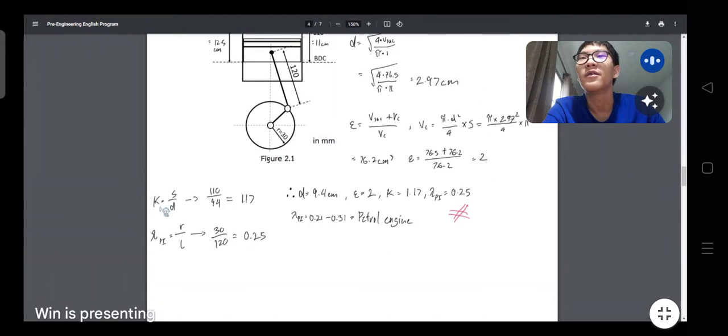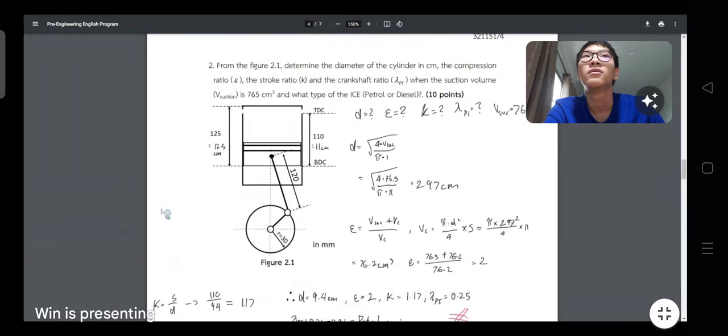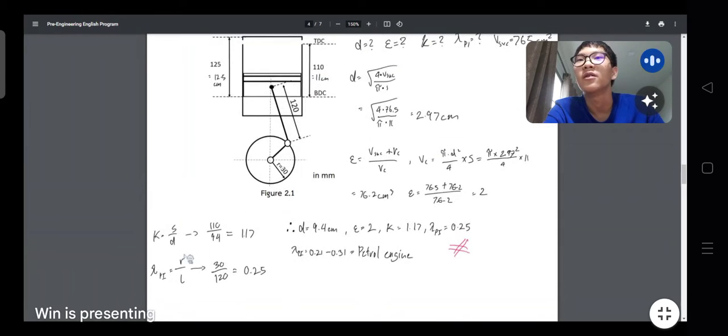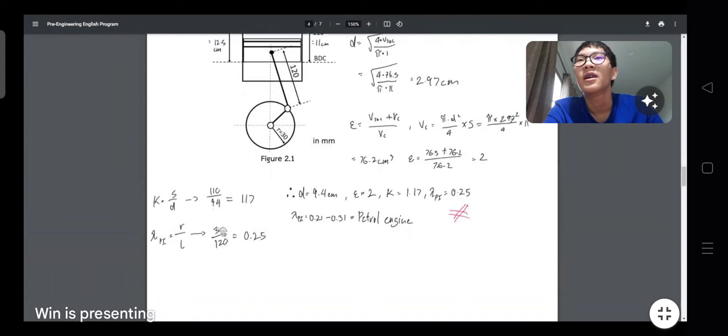Now for the stroke ratio. Stroke ratio is equal to S divided by D. S over here, and all of this is in millimeters. So 11 divided by 94 is equal to 1.17.